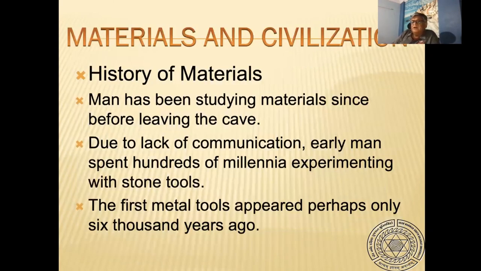Now we have availed the fragments of how material science has penetrated the civilization, how material science has helped the development of civilization. Man has been studying material since before living in the cave. Due to the lack of communication, early man spent hundreds of millions of years experimenting with stone tools. So the stone was used for a very few thousand years, for the transformation from the monkey to the man. The first metal tools appeared perhaps only 6,000 years ago.